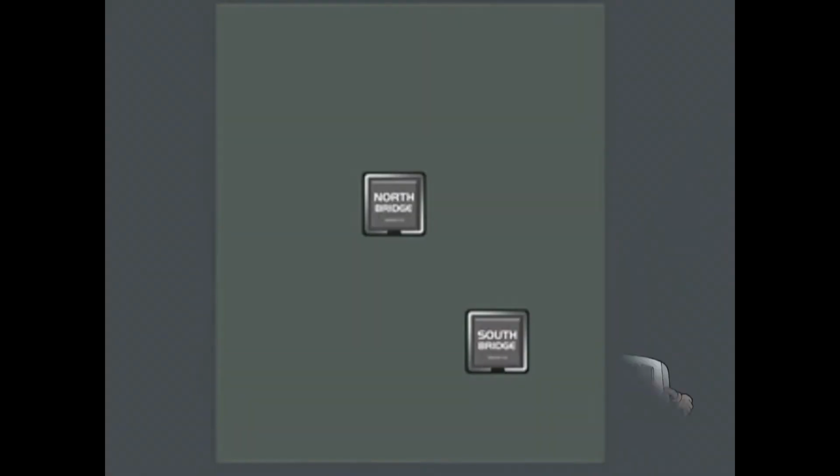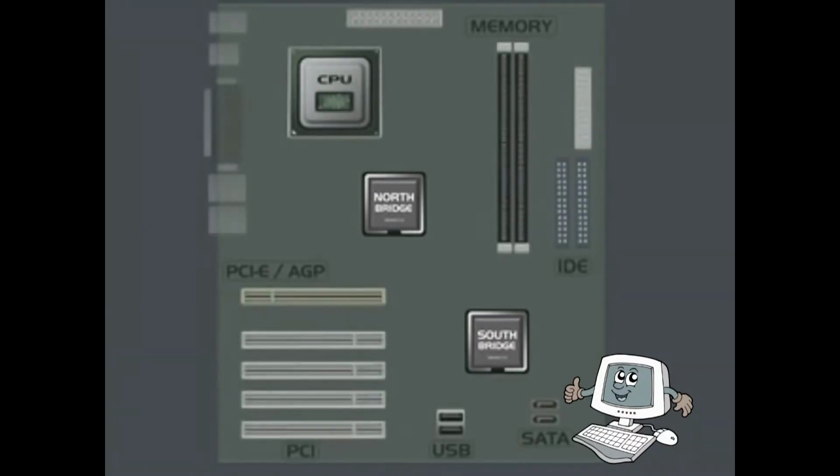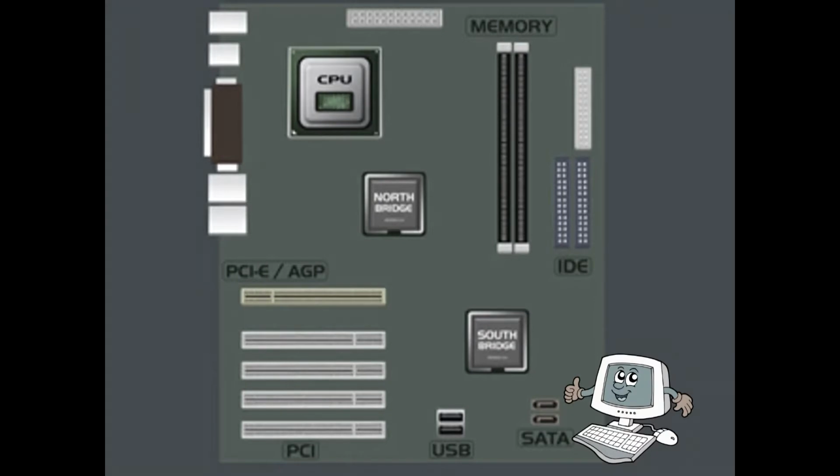The chipset basically consists of two chips. One is called the North Bridge and the other is called the South Bridge. The North Bridge is located in the upper or northern part of the motherboard, providing you're looking at the motherboard in the upright position. It's located near the CPU and is directly connected to the CPU. It's also directly connected to the memory and the AGP and PCI Express slots.